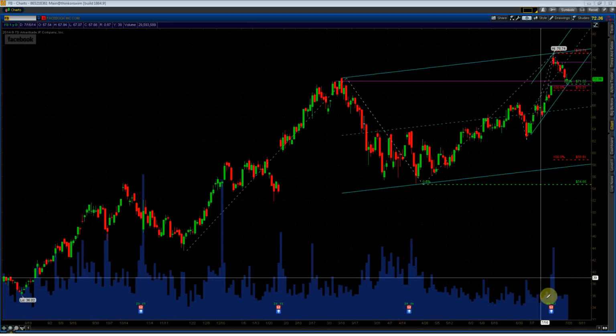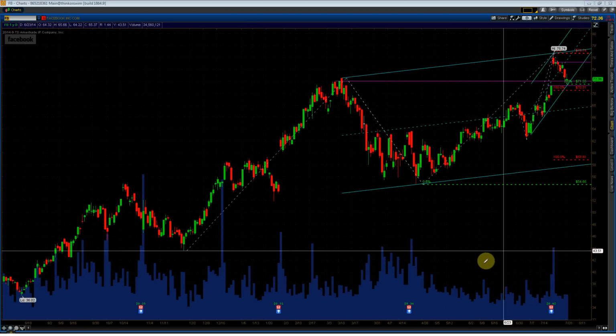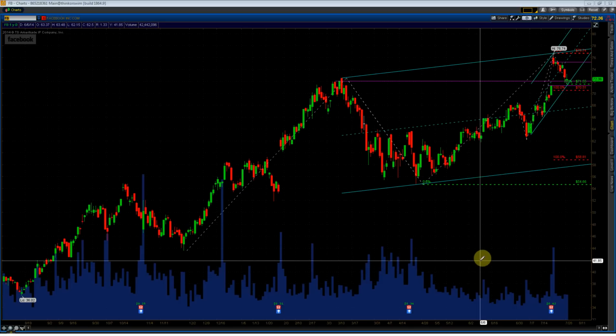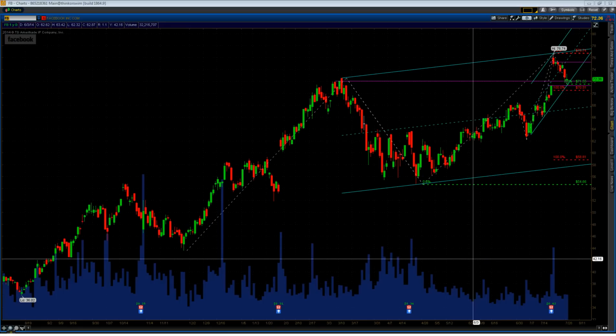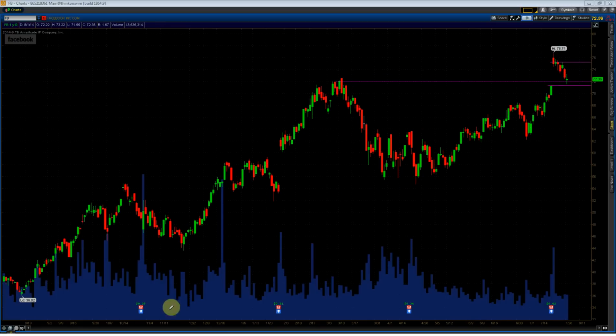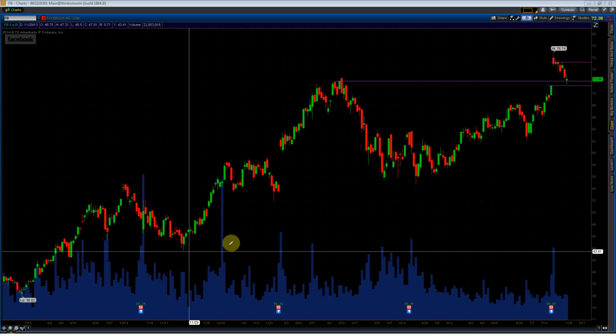On now to Facebook, FB, kind of like that Apple chart, lots of lines on there, and I don't want to confuse you, and I've got a lot of potential trades listed. So what I want to do is I'm going to clean those off of there, and I want to explain each one of those trades to you individually. So now that's a lot better, isn't it?